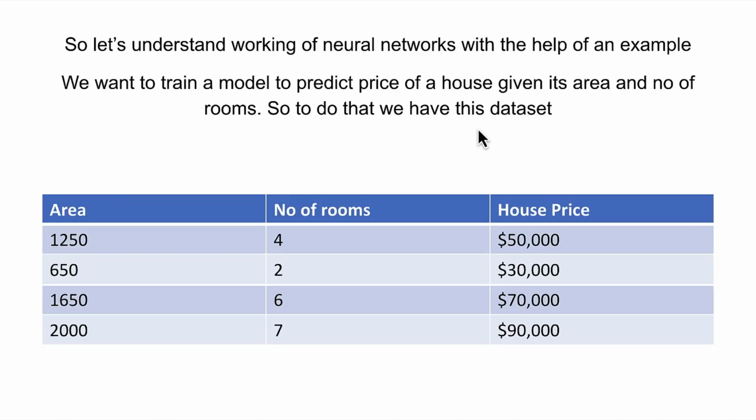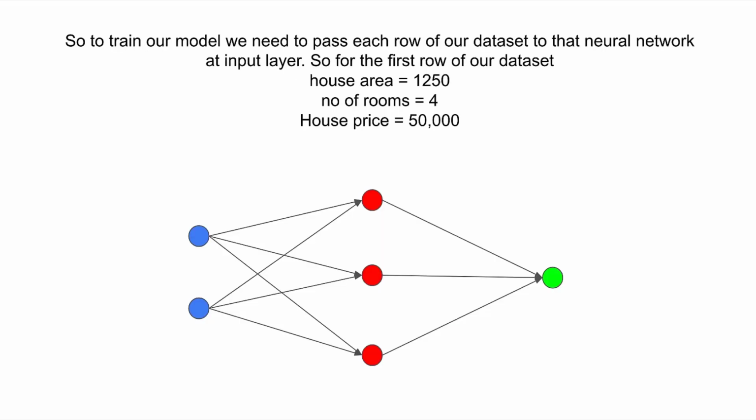So now let's understand the working of neural network with the help of an example. So let's say we want to train a model to predict price of house given its area and the number of rooms. To do that, we have this dataset. There you can see in this dataset we have the area and the number of rooms, and these are our features. And after that we have the house price, and that is our output or our label. And now to train our deep learning or neural network model on this particular dataset, we are going to pass each row of our dataset to our neural network.